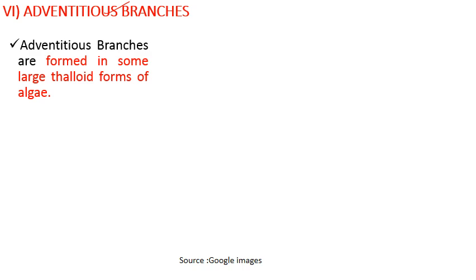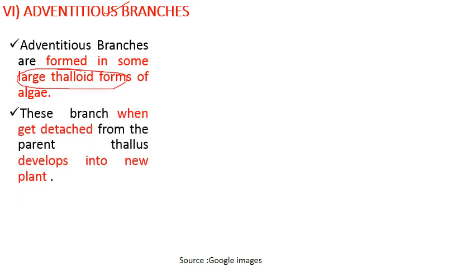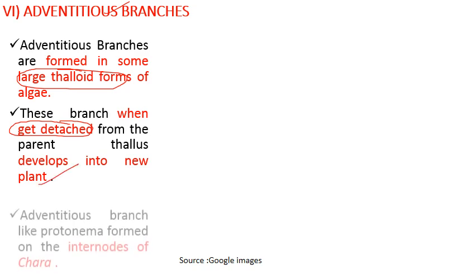Next, adventitious branches. These branches are produced by large-sized brown algal forms and they get detached from the main thallus and they can produce a new thalloid thallus. So adventitious branches are formed in some large thalloid forms of algae, which include brown algae. So when these branches get detached, when they break off from the main thallus, they will develop into the new plant body, a new thallus.